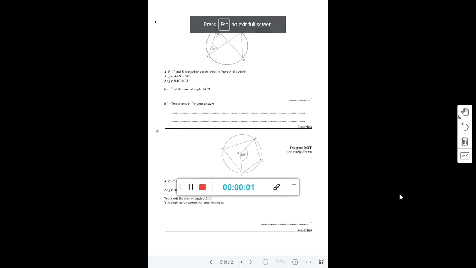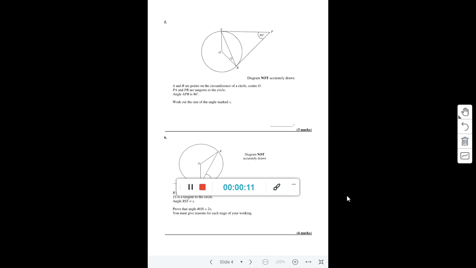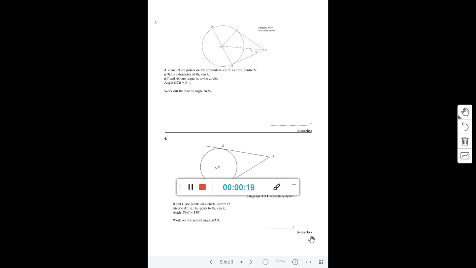Got 96. Yes. Are we going straight on to question 5, or are we doing like question 3? We have completed question 3, so we have to do question 4.